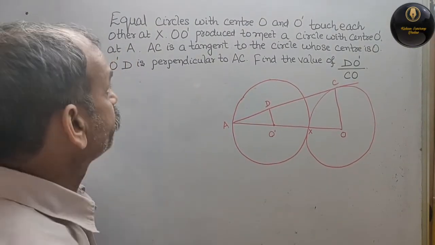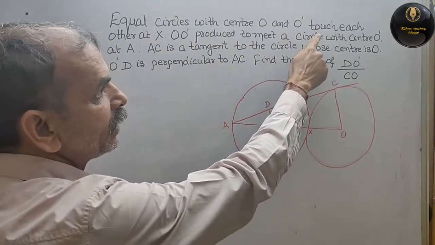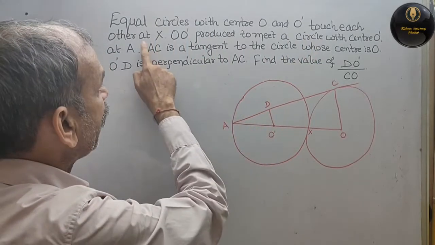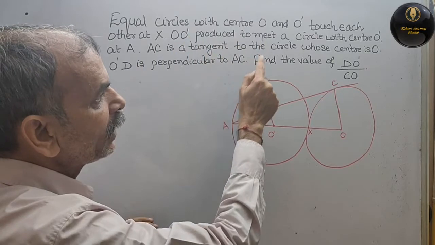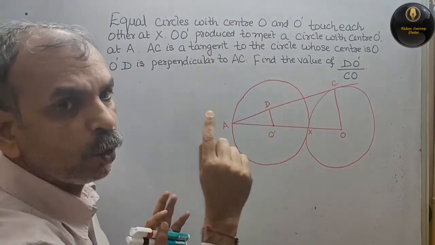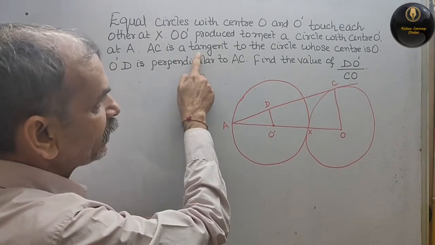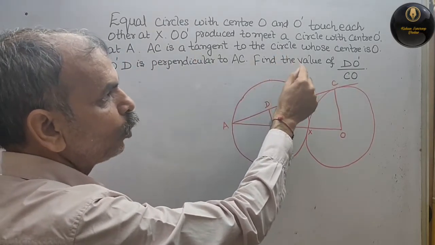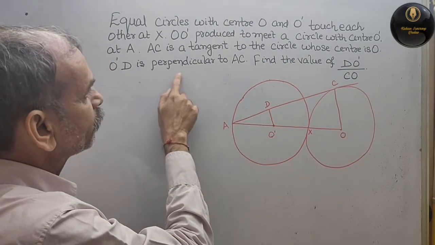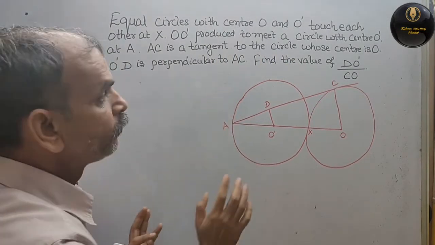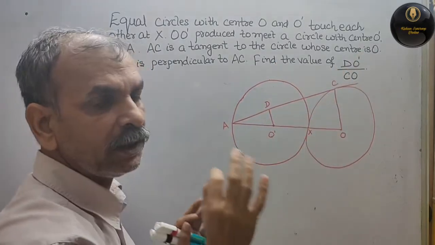आपका क्वेश्चन है: equal circles with centers O and O dash touch each other at X. O dash produced to meet a circle with center O dash at A. AC is a tangent to the circle whose center is O. O dash D is perpendicular to AC. Find the value of DO dash by CO.